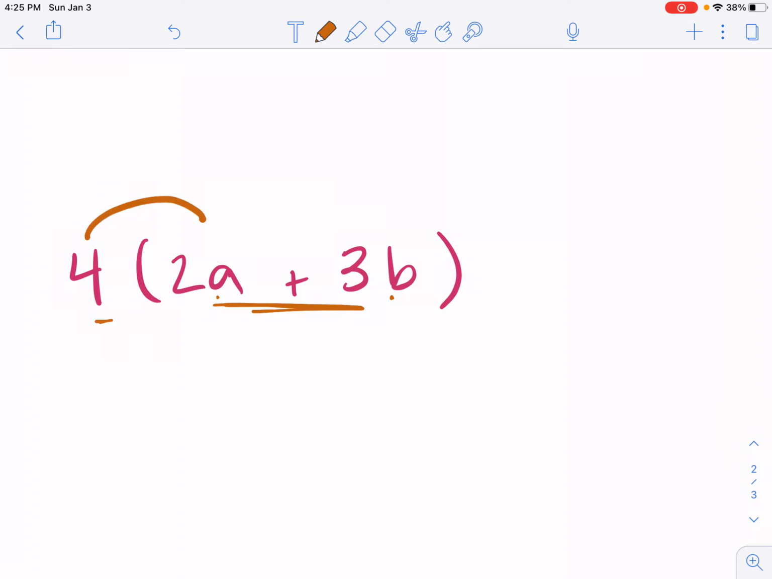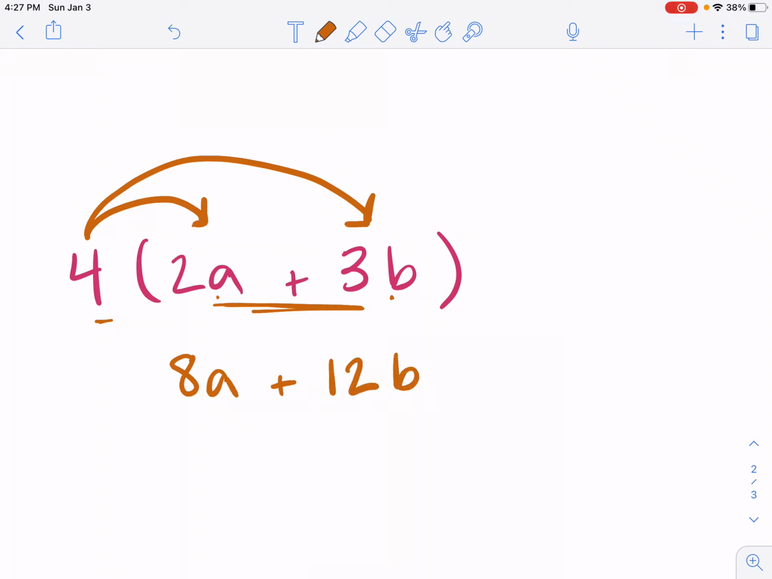So what I can do is take this 4 and distribute it. This 4 is being multiplied by this whole thing. So I'm going to do 4 times 2 first, which is 8. So that leaves us with 8a plus, and then I'm going to take my 4 and multiply it by my 3, which is 12b. So that is a simplified expression.